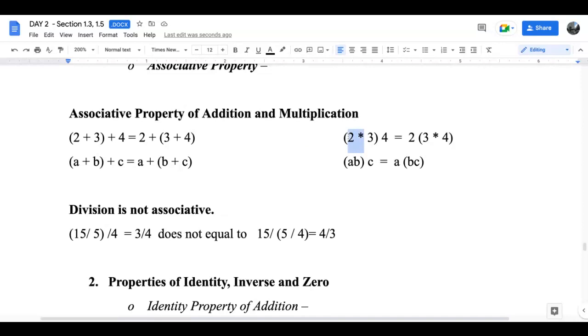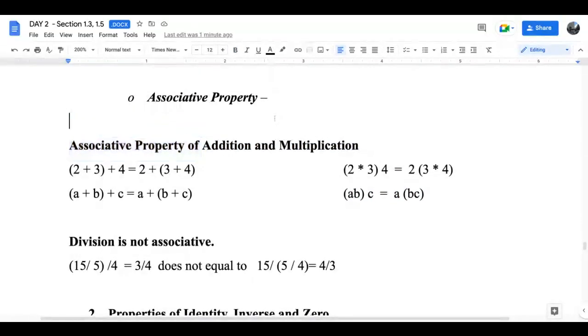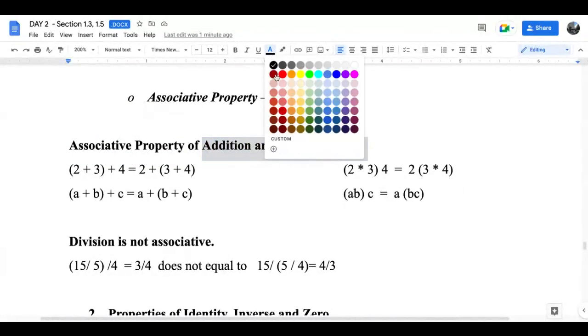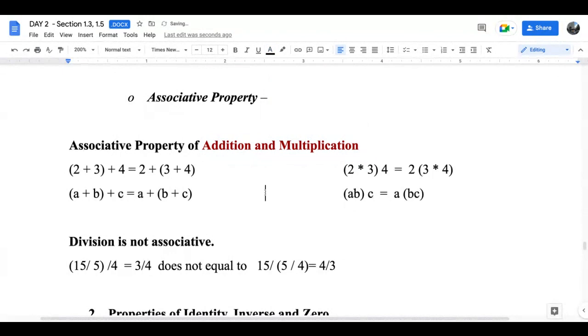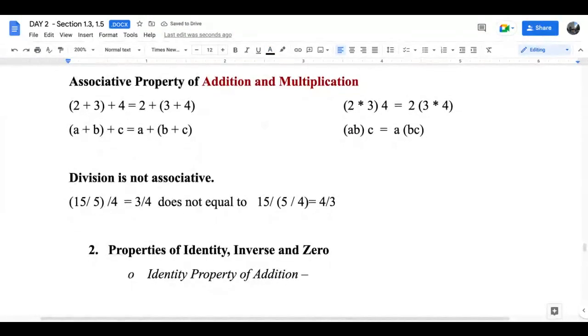Same thing with multiplication. We have 2 times 3 times 4. We can multiply any two first. We can multiply A, B, C, any two first, and the result will be the same. So addition and multiplication are associative. They're very nice operations. Addition and multiplication are commutative and associative. But division is not. Subtraction is not.